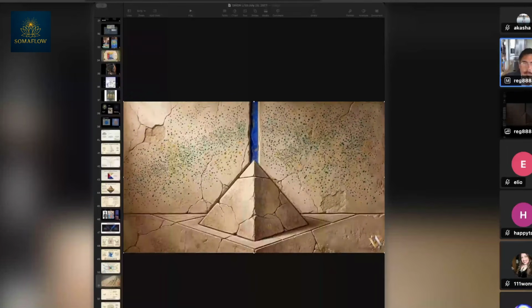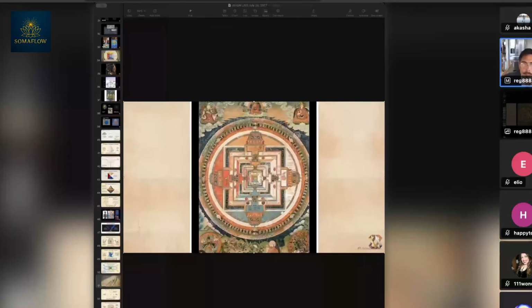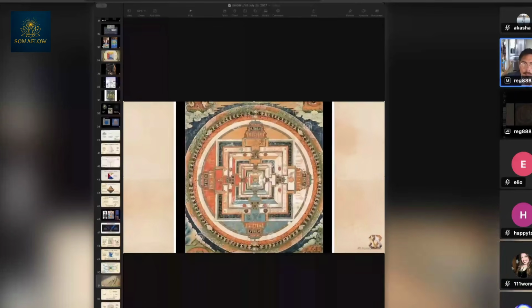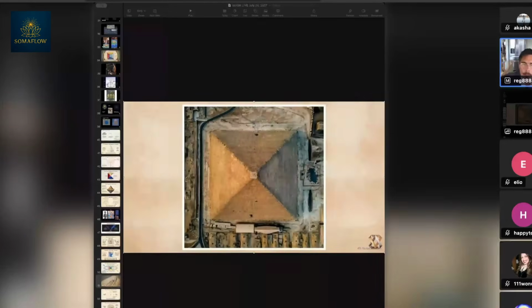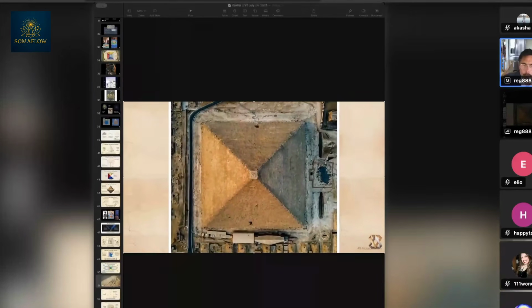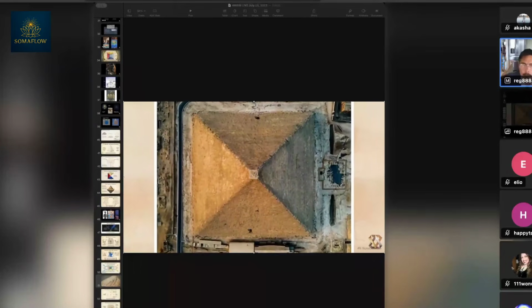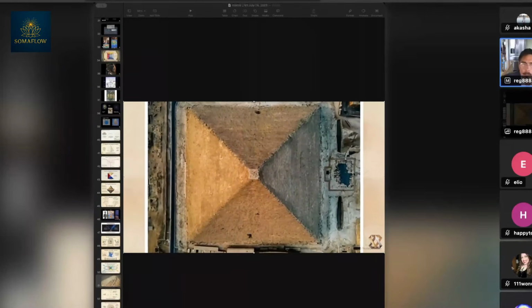This Kalachakra Thanka reveals Meru's plan view, a central square palace with 4 directional gates, all converging on a single point. An aerial view of the Great Pyramid reveals the same geometric logic. It is a surveyed square oriented to the cardinal directions, with 4 faces that converge at a central apex.